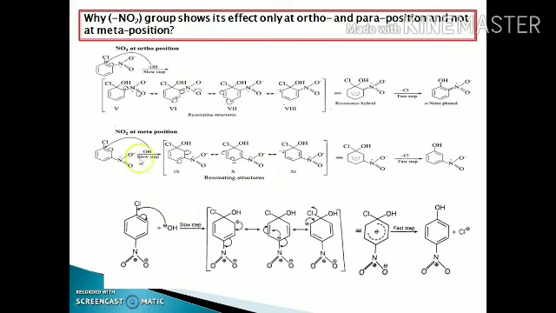These resonating structures are very important. In case of the ortho and para position, the carbanions get stabilized by the electron withdrawing group, but in case of the meta position, the carbanions do not get stabilized by the group, so ortho-nitrophenol and para-nitrophenol are more reactive towards nucleophilic substitution reactions in comparison to meta-nitrophenol.